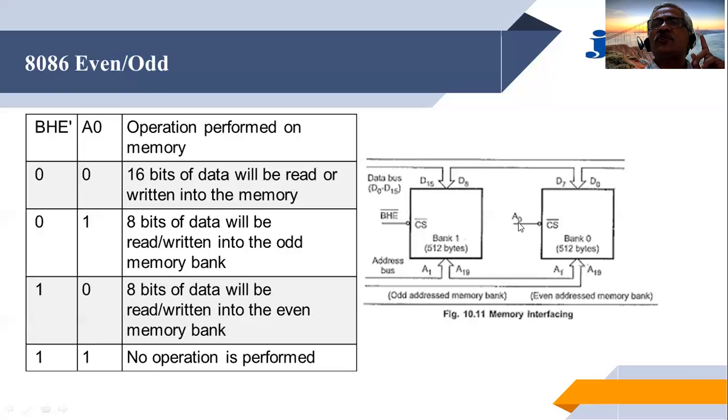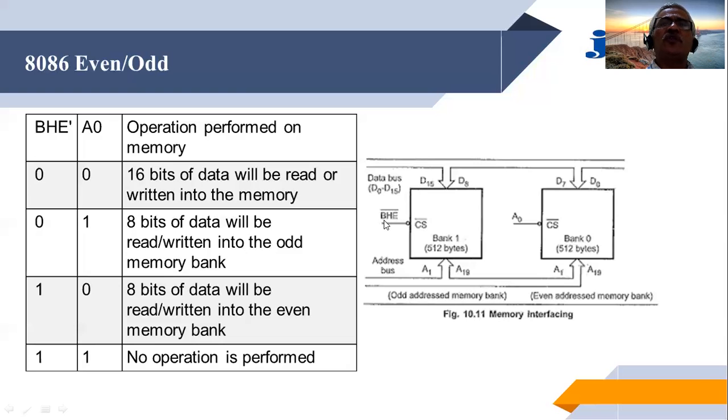So when A0 is 0 and A1 is 0, you have the address 00, that is an even address. When A0 is 0, memory bank 0 is selected. When A1 is 1, the address becomes 10, which is 2. So this address belongs to memory bank 0.